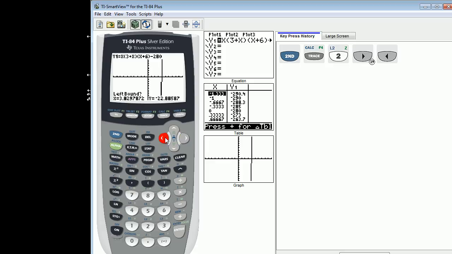Oh, that's too big. Go back down. What's wrong with 4.04? It's got to be left of that. Is 4.04 left of 4? No. So you can't have it bigger than 4. It's got to be smaller. And then go right to get a right bound.